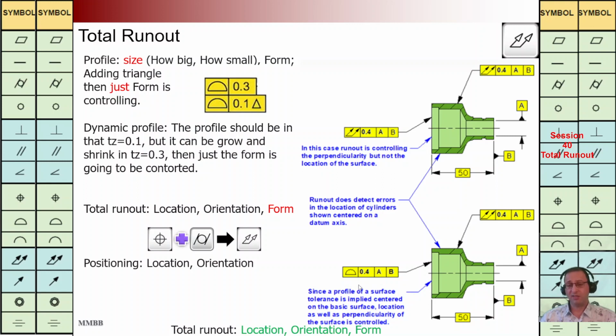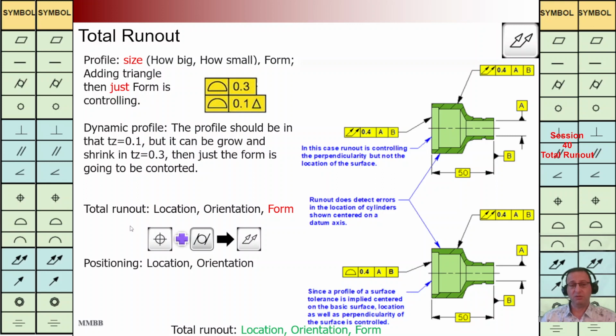In order to have, let's say, a small interval, what we should do, as we can see here on right hand side at top, is that the size can be changed in the interval of, let's say, the TZ 0.3. It can be big or small in that interval. But if we would like to have more constraint for the form, we can use this triangle and use this dynamic profile. It means the form should be in that interval 0.1, but it can be big or small in this TZ 0.3.